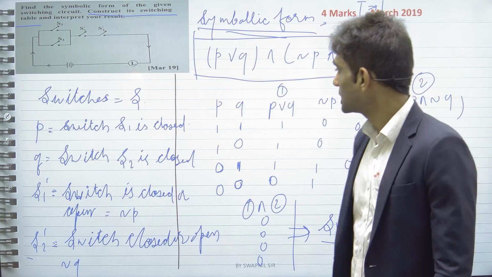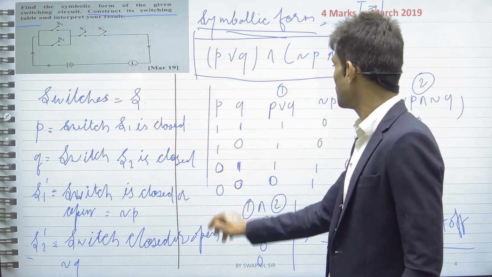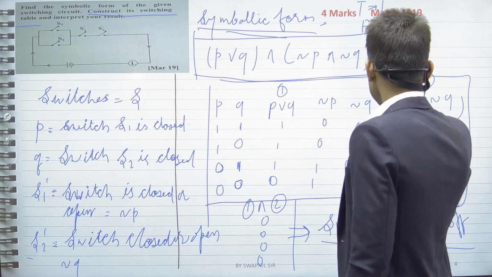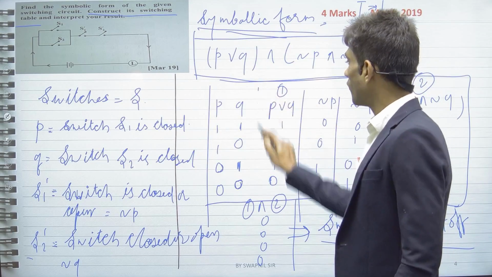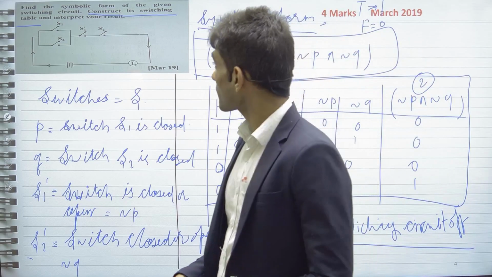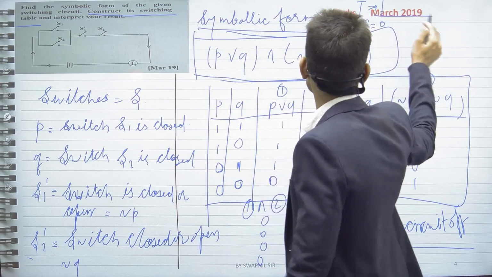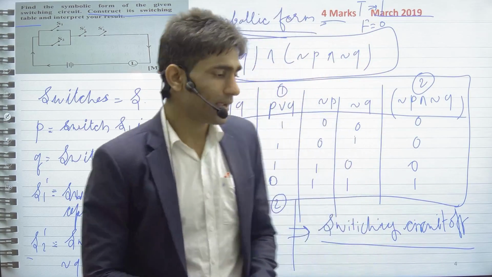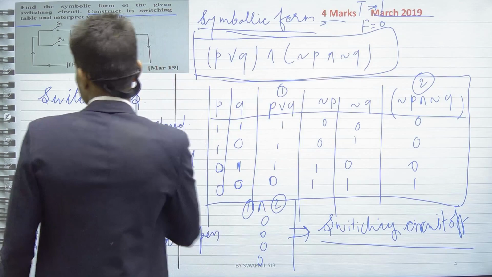Okay, I'm expecting that you all have understood this solution. Just this table is very much important, that can define whether our circuit is on or off. So do it carefully. That question was asked in March 2019 for 4 marks. See how easy the questions are coming. So let's move to the next question.